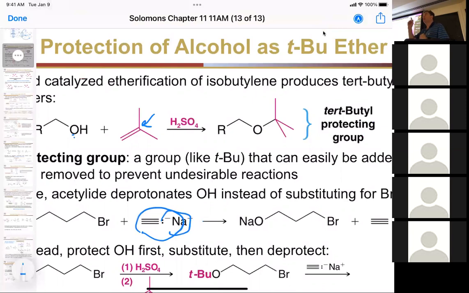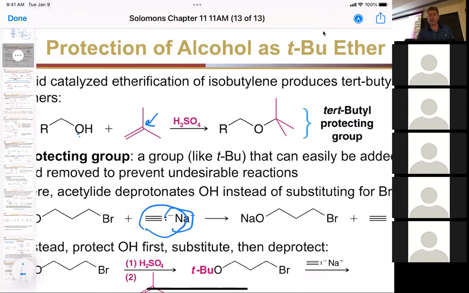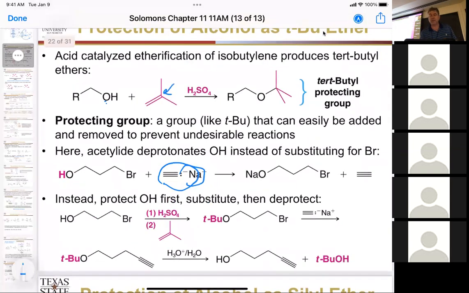Okay. But we created an ether we know we can break. That's why we've done it there. So that's our protection part. Now that we have the T-butyl group in there, we can do our reaction. Again, with this, we would actually just turn to this, and then that would boil out of our solution. It wouldn't work at all.